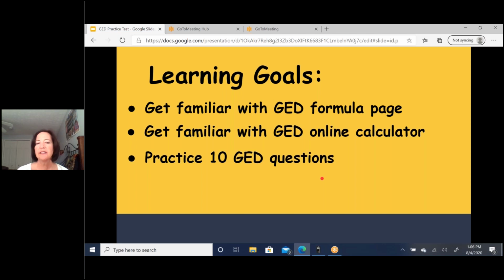Many of my students at Seeds say that they would rather work it out the long way and they want to use the paper and pencil. But even I, as a math teacher, when I went to take the test and it was timed, I found that I was running short on time. So anything we can do to speed that up. And then we're going to work through the 10 practice GED questions.